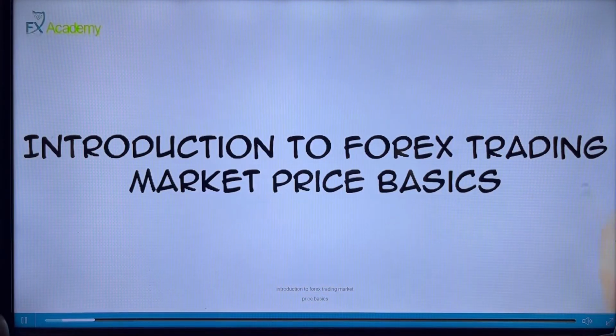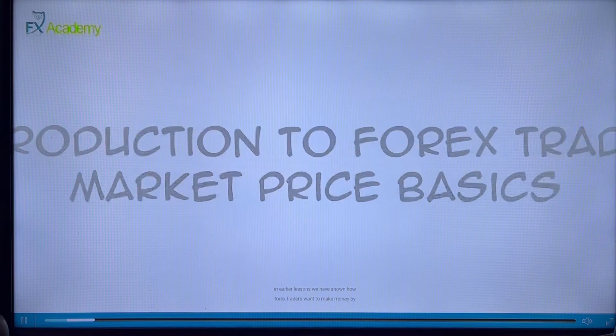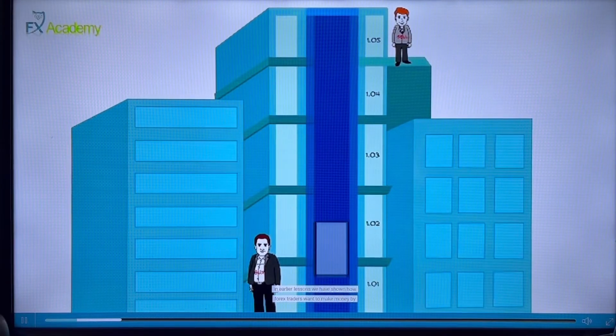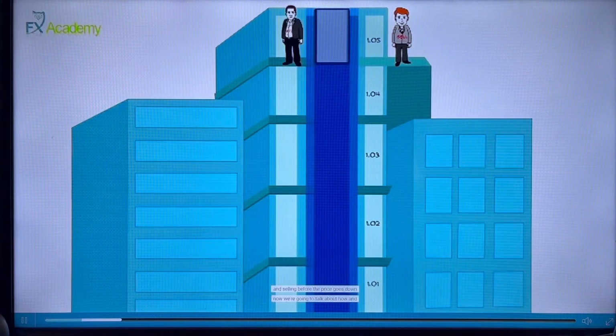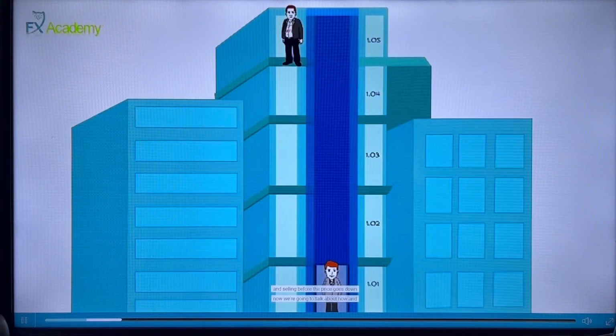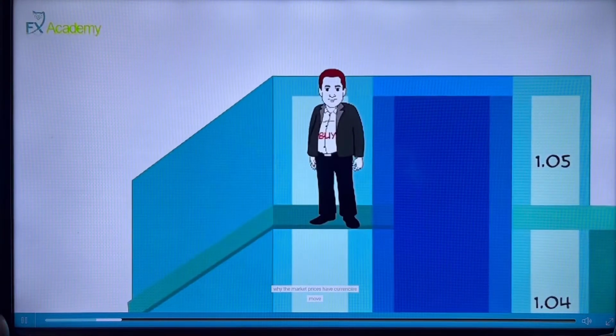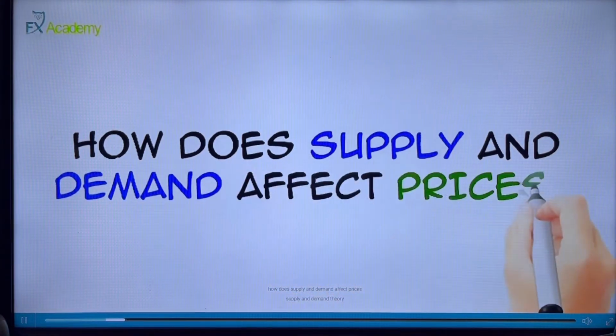Introduction to Forex Trading, Market Price Basics. In earlier lessons, we have shown how Forex traders want to make money by buying before the price goes up and selling before the price goes down. Now we are going to talk about how and why the market prices of currencies move. How does supply and demand affect prices?